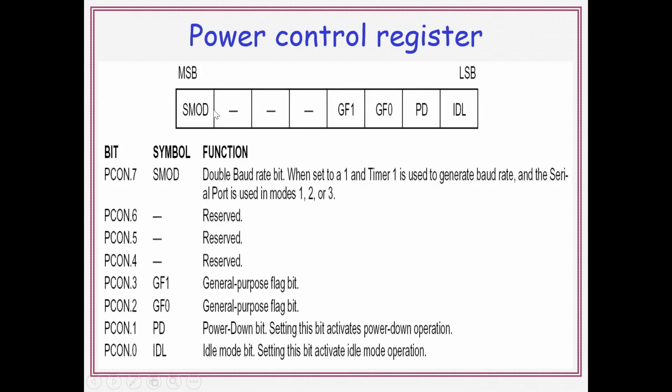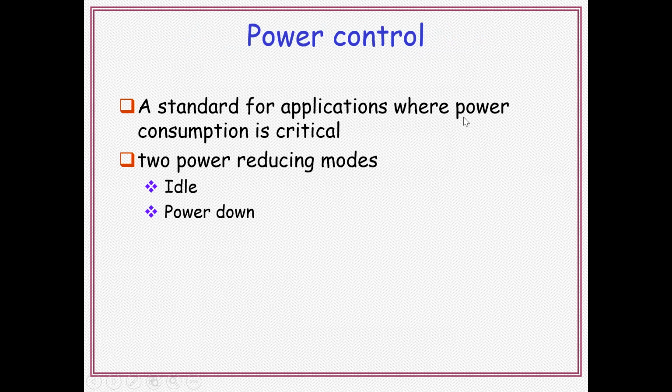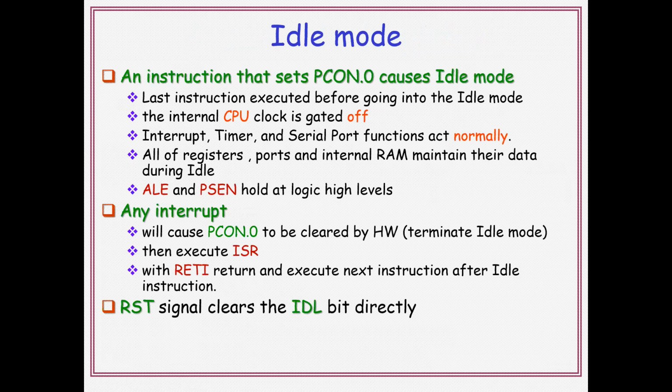We already discussed that SMOD equal to 1 doubles the baud rate, and the next bits are power down mode and idle mode. So the power control register supports two power reducing modes. One is idle mode, and the second one is power down mode. Sir, what is idle mode?